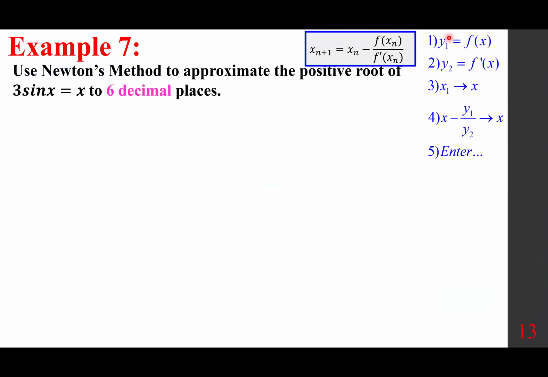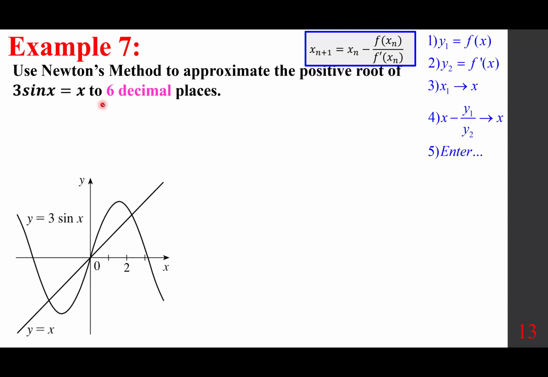Again, I have the programming for you. You can use it even during the exam for a similar question. You can work on it and see how that works. Use Newton's method to approximate the positive root of 3 sine x equals x to 6 decimals. Normally they give you some sort of a graph to tell you where to start. So you have y equals x, you have y equals 3 sine x, and they want you to find the positive root. They are looking for this one, everybody.